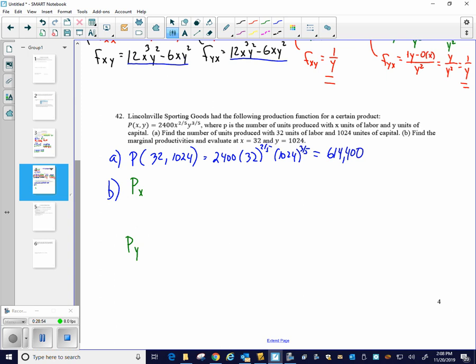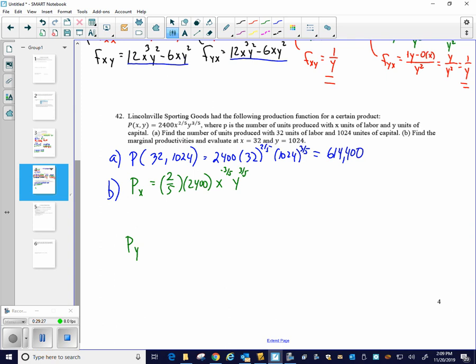So the first one, p sub x, is taking the derivative of our function with respect to x only. So we bring the 2/5 from the x out front and multiply it by the 2400. So that would be 2/5 times the 2400. And since we're going to use a calculator, don't worry about simplifying that right now if you don't want to. Reduce the power of x by 1, so 2/5 minus 1 is negative 3/5. Keep the y the same. It's a constant.